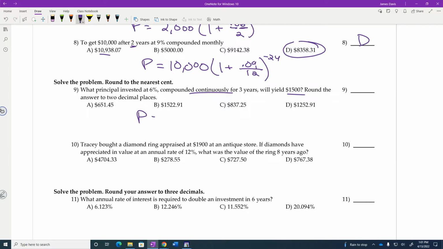P equals our future value of 1,500, E to the negative R, which is 6, times 3 years. So again, make sure you know how to type that in. You should get 1252.91.